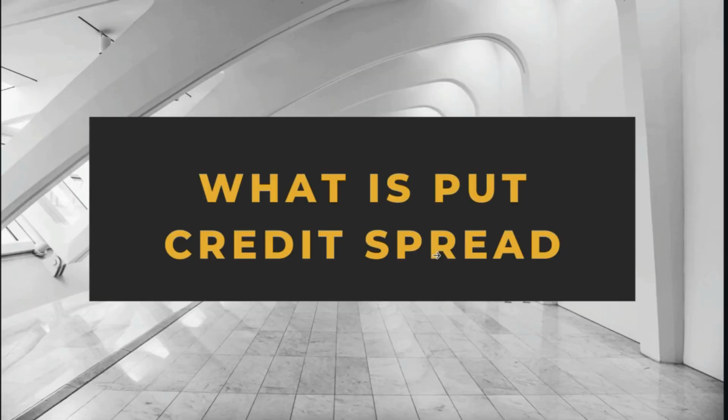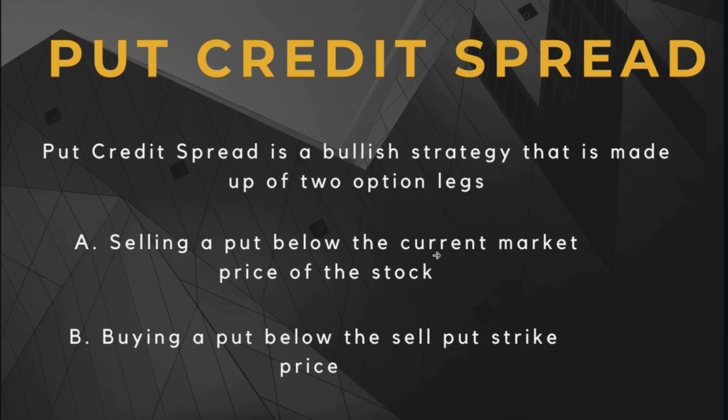Okay, so what is a put credit spread? You may already know this, but I'm just going to give a quick overview so you are clear, or just get a revision out of it. A put credit spread is considered a bullish strategy that is made up of two option legs. A, you sell a put below the current stock price, and then B, you buy a put which is below the strike price of the put you sold. So you sell a put which is closer to the stock price, and then you buy a put which is below your sell strike price. So that creates a spread. To open this spread, you collect a premium.